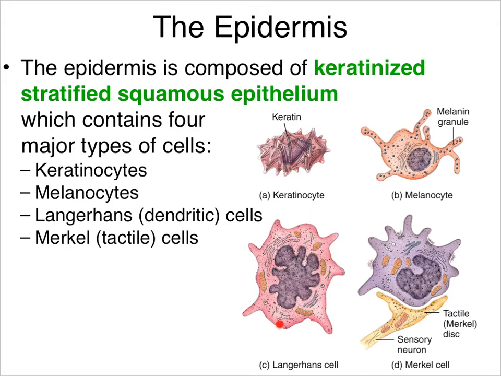Right down here, we have a Langerhans cell, and these are also called dendritic cells. And they are immune system cells. They're technically a type of blood cell, so they're a connective tissue cell. But they are a modified immune system cell that basically gets embedded in the epidermis. They also grow these long, tentacular projections that go out there.